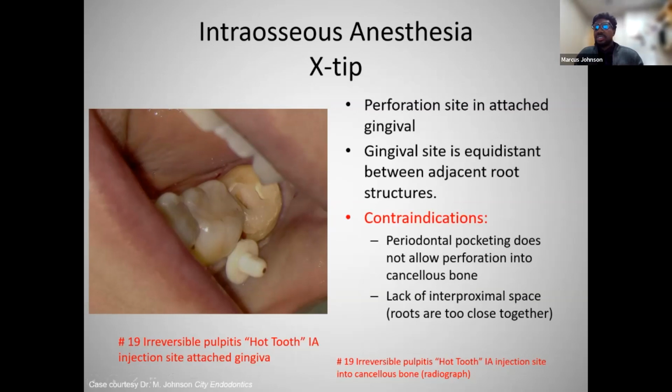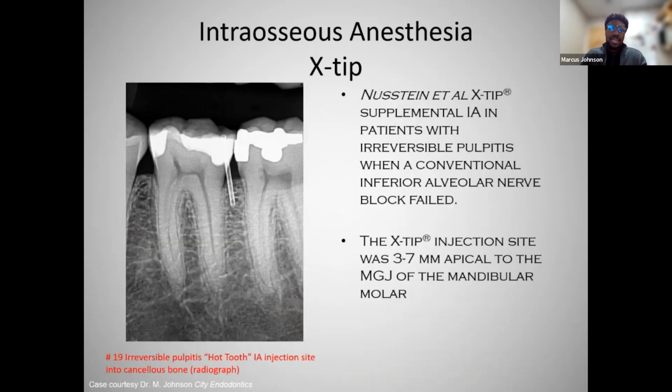There are a few contraindications: injecting into a periodontal pocket, lack of interproximal space, and the fear that you may gouge any roots when you're trying to penetrate into the bone. So those are just a few considerations. As you can see here, I actually didn't even put it too far into the alveolar bone, but nonetheless, just by sheer mechanism, you can still achieve very good pulpal anesthesia.